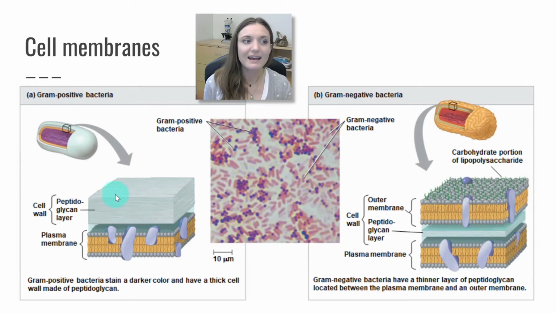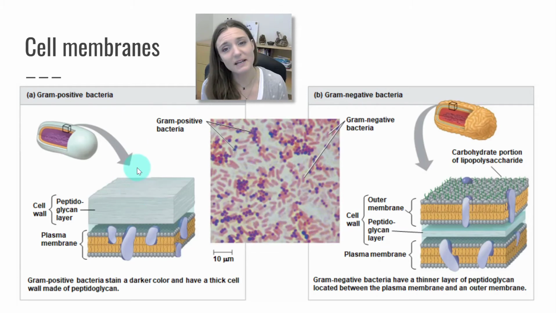Okay, and these gram-positive bacteria, when we treat them with a gram stain, that gram stain basically can grab onto and attach to this really thick peptidoglycan layer and turns it purple. So if a bacteria stains purple when using a gram stain, it is a gram-positive bacteria.